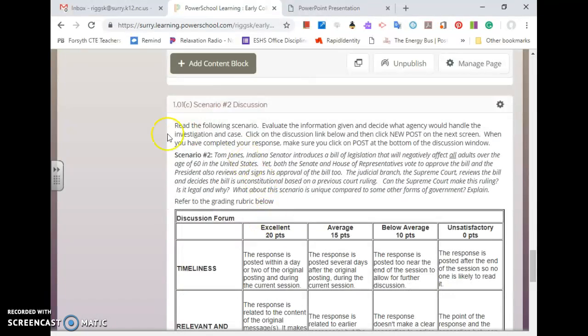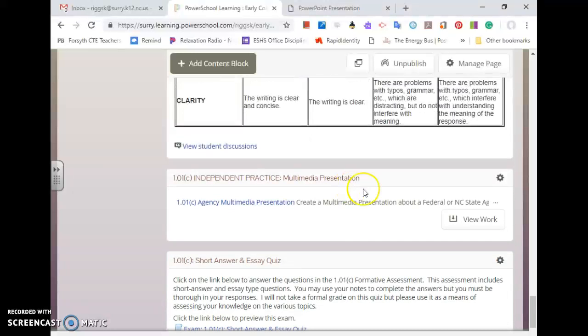Then we have scenario number 2 discussion. And you have Tom Jones, who's an Indiana senator, introduces a bill of legislation that will negatively affect all adults over the age of 60 in the United States. Talk about some mad senior citizens. So you'll read that and you will answer the questions in this discussion.